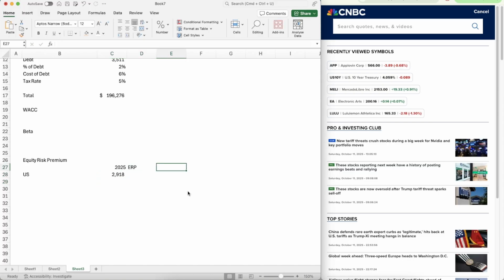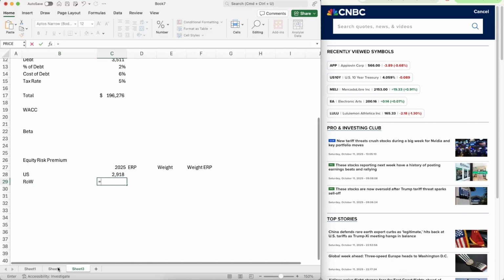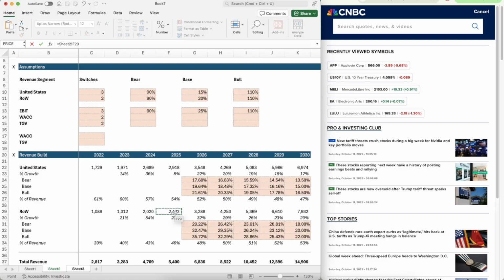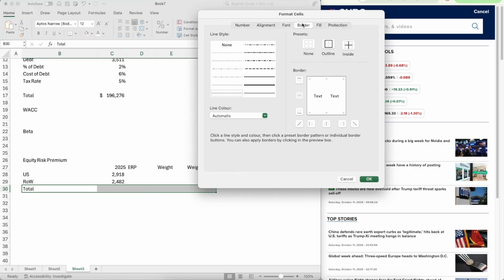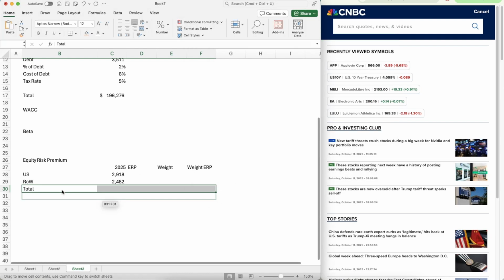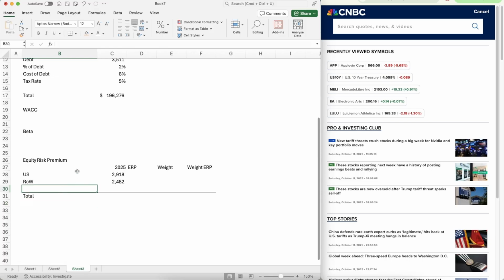ERP, what do we want? We want the weighted ERP, so weight ERP, ROW equals, so total. And the beta for this is going to be quite easy because we're just going to put it as an advertising business from now on, because that's where it's getting its revenues from. Why has it done that?